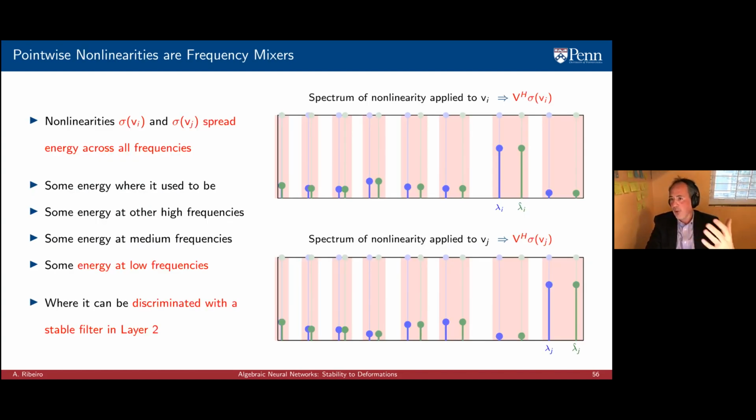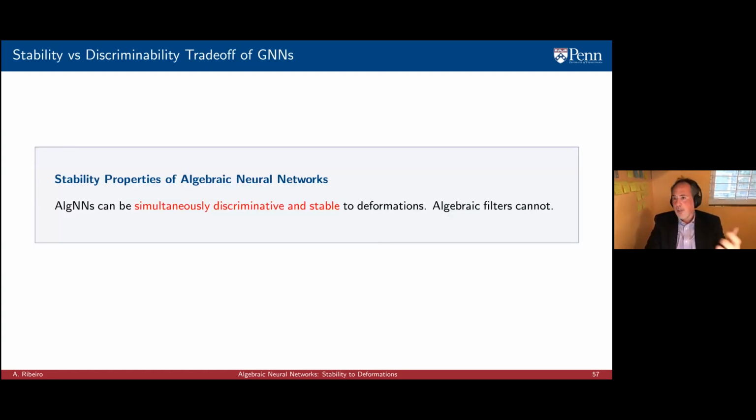And of course, it also means that these results hold for group neural networks, graphon neural networks, whatever neural networks that have a convolutional structure. This is the end of the talk, so this is the message.